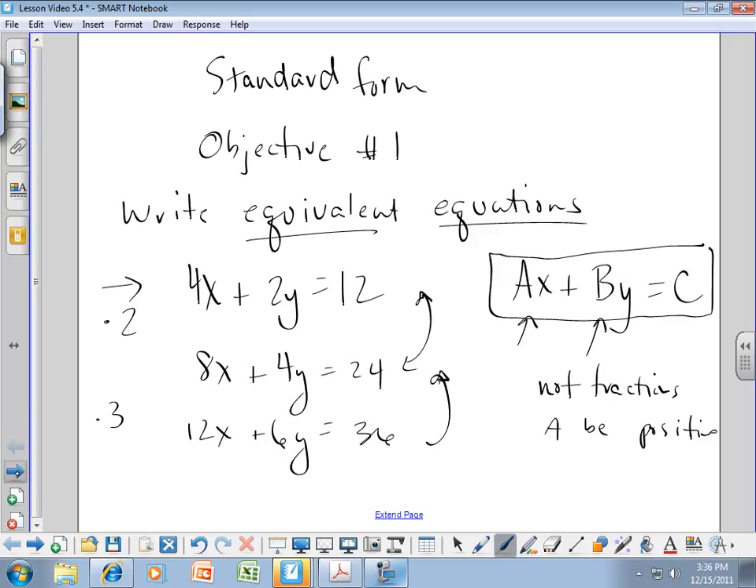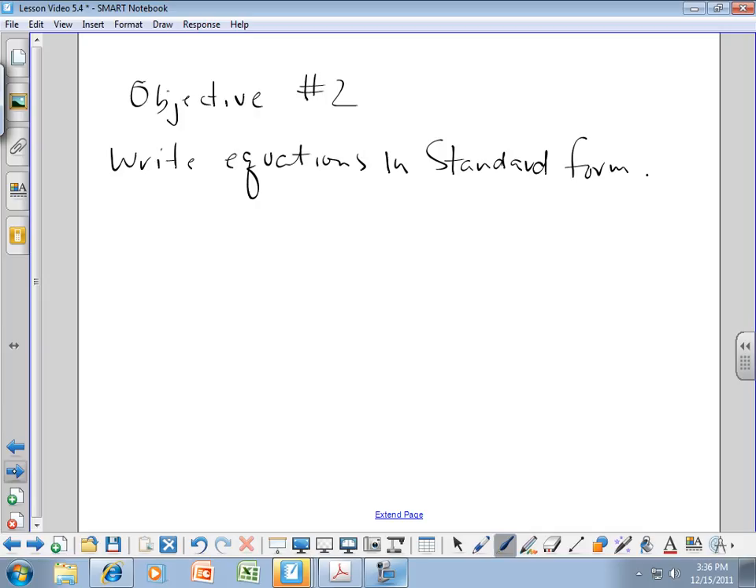All right, good. That's the first thing you kind of need to know. And that kind of introduces standard form to us. ax plus by equals c. Get the x and the y on the same side. All right, well, objective number 2 says then, write equations of lines in standard form.